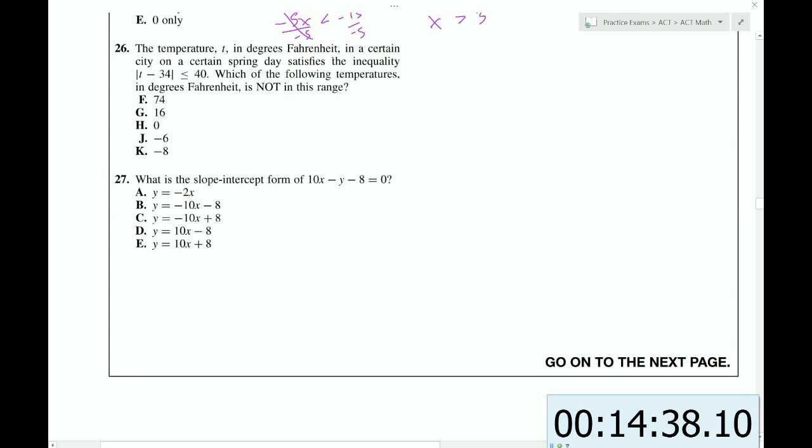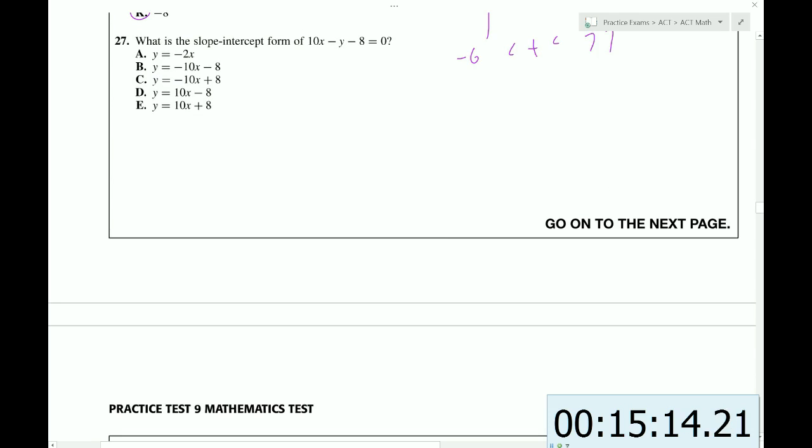Temperature T in degrees Fahrenheit in a certain city is given by this equation, which of the following temperatures is not in this range. Alright, so the distance between my temperature and 34 has to be less than or equal to 40. So that goes all the way up to 77, right? And it goes all the way down to, I believe, -6. So the temperatures would be in that range. So what is not in that range is -8.